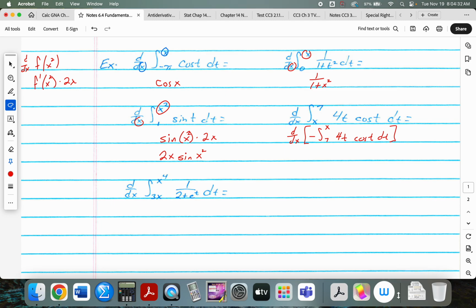And honestly, in practice, almost nobody takes the time to write that down. You just go, oh, hey, I'm changing the limits of integration. I incur a negative factor. So this is going to be negative 4x cosine of x.